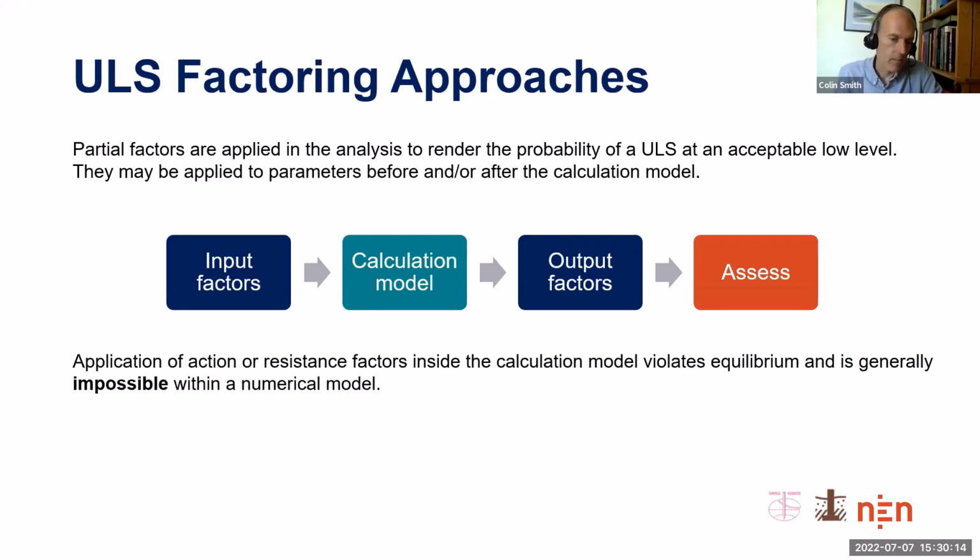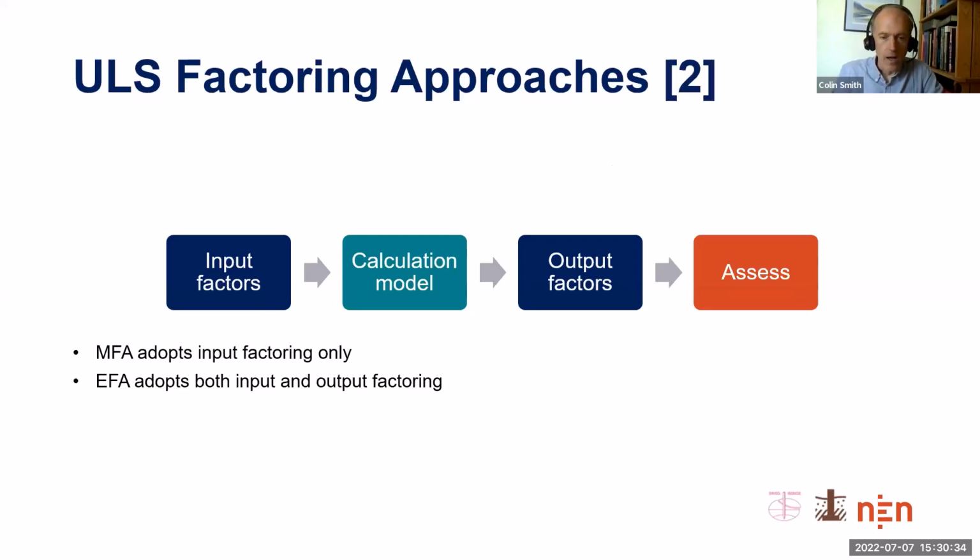But generally, application of action or resistance factors inside the calculation model does nasty things like violating equilibrium and is very hard to do within a numerical model. And that's why we have to be very clear that we're doing it at the input and the output stages. The MFA approaches, generally it's input factoring only. We have factors on materials and the factor on variable actions, and we feed that into our calculation model, and go straight to the assessment. In EFA, we adopt both input and output factoring.